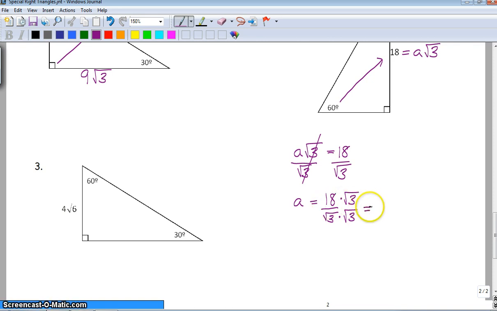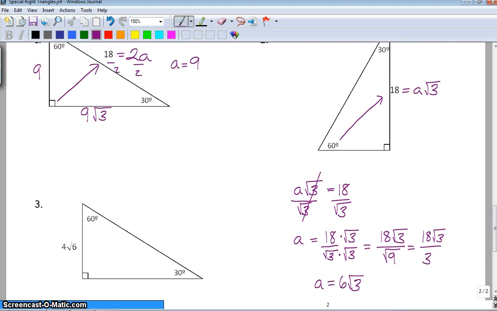So 18 times the square root of 3 is 18 root 3. Square root of 3 times square root of 3 is the square root of 9. Square root of 9 is a positive 3. I cannot simplify the numerator anymore. If I look at my fraction, 18 divided by 3 simplifies to be 6, so a equals 6 times the square root of 3. So now I can go back to my triangle and label the other sides.